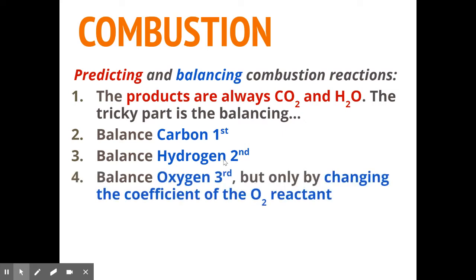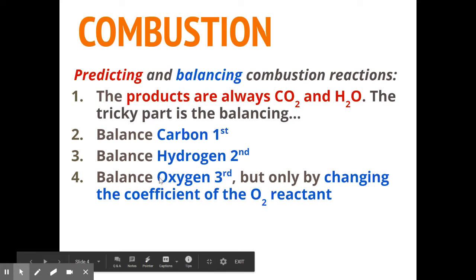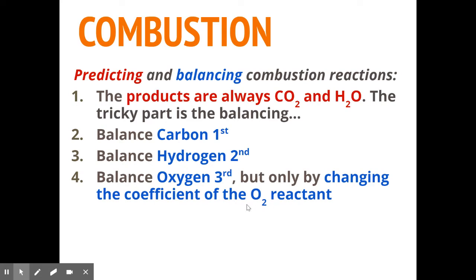And the third step is to balance the oxygen atoms, but you can only balance the oxygens by changing the coefficient in front of the O2. All right, you can only balance the oxygen by changing the coefficient in front of the O2. And the reason for this is because there are oxygens in both carbon dioxide and water on the product side. And so if you're like, oh, I need more O2s, I need more oxygens, you're not sure what to change. So when you're doing this, you always balance the oxygen last and do so by changing the coefficient in front of the O2.